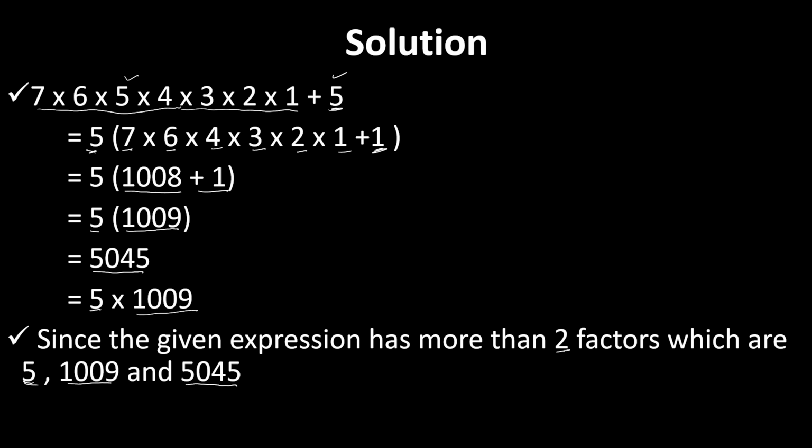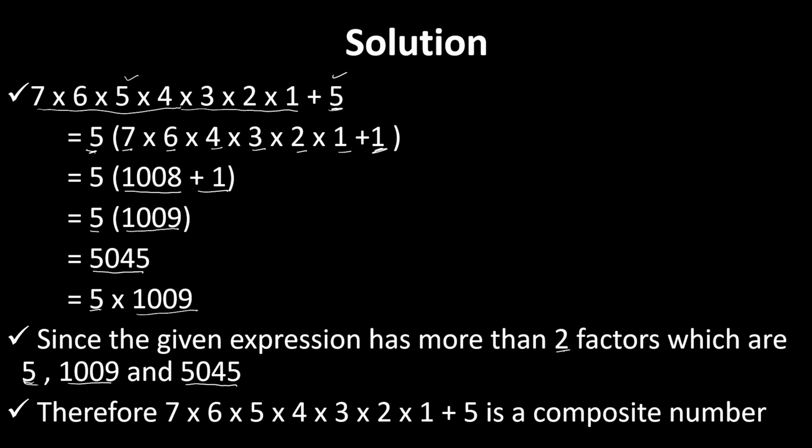So what can we say? That this entire expression 7 into 6 into 5 into 4 into 3 into 2 into 1 plus 5 is definitely a composite number, right? Because when we tried simplifying it and we got a number, on prime factorization of that number we clearly obtained that it has more than 2 factors. So whenever a number has more than 2 factors, what do we call it? We call it a composite number. So definitely, we can say that this entire expression is a composite number.